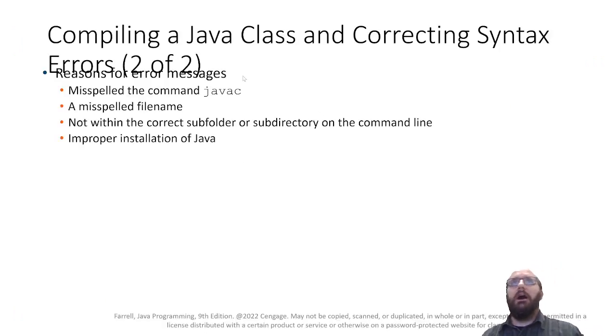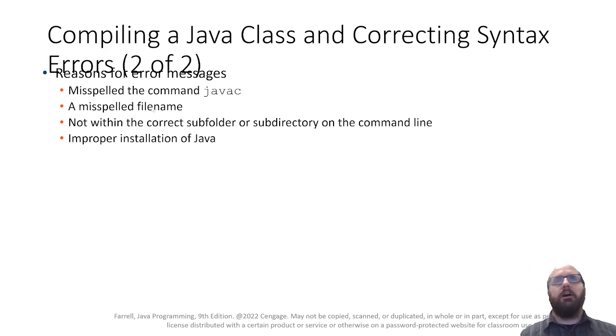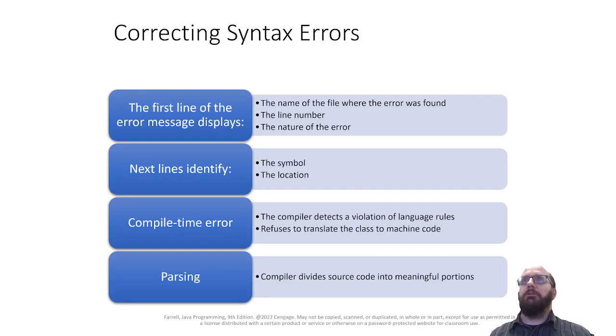All right, we already talked about this. We know that it might give you an error if the program is not in the correct subfolder or subdirectory on the command line. You might have misspelled the command javac, or maybe misspelled the file name. Either way, these are reasons why things can error out. The first line of the error message displays the name of the file where the error was found, the line number, and the nature of the error. You're going to get used to error messages as you go, but just know that this is what happens. It tells you the name of the file where the error was found, and then the next line shows the symbol and the location.